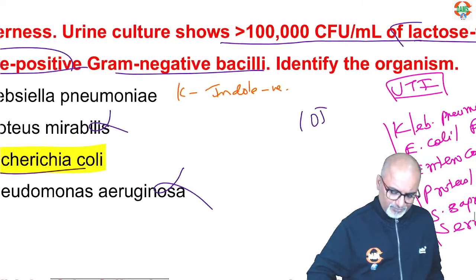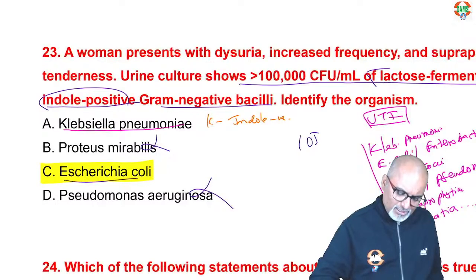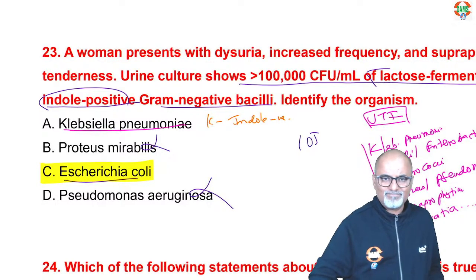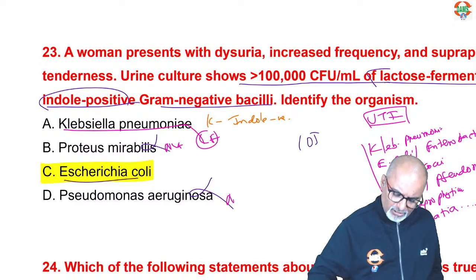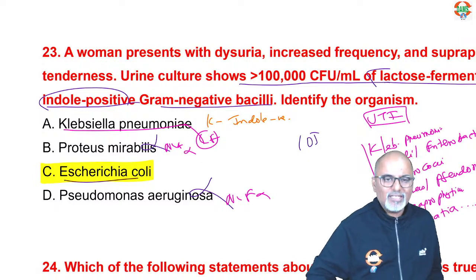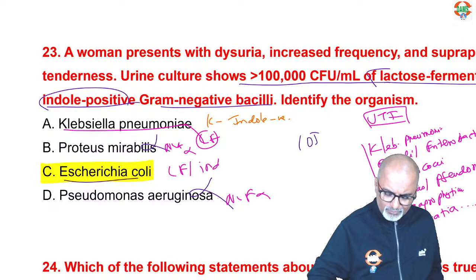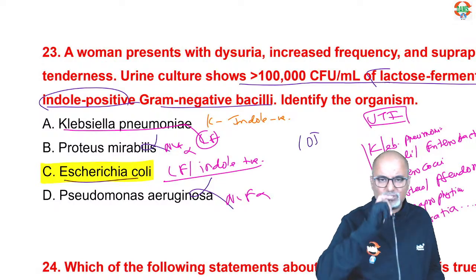So Klebsiella pneumoniae is indole negative, but it is a lactose fermenter. These two are non-lactose fermenters. And E. coli is a lactose fermenter as well as indole positive, and it is the most common cause of UTI overall.